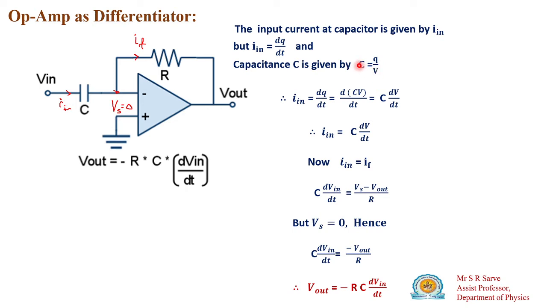We will substitute this q equals CV into the equation of current I equals dq by dt. Capacitance is constant, so take it outside, and this will be the rate of change of voltage, that is dVi divided by dt. So what is the input current? Input current is equal to the capacitance into the rate of change of input voltage.